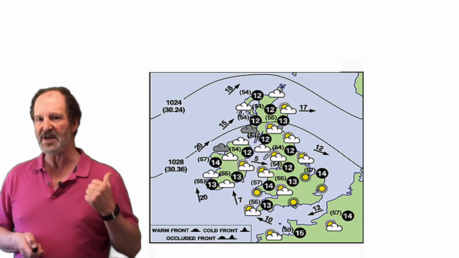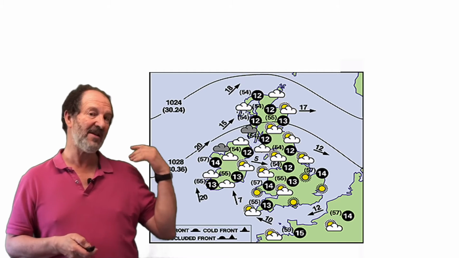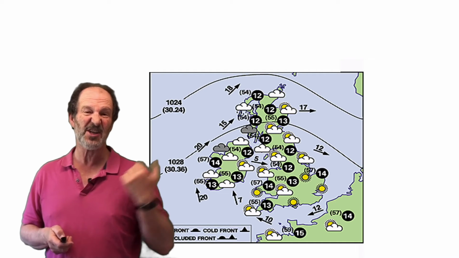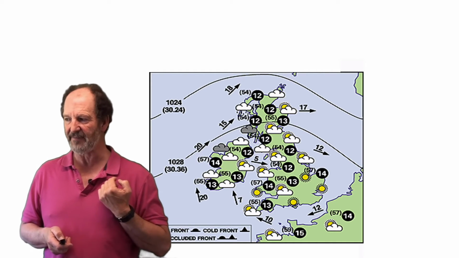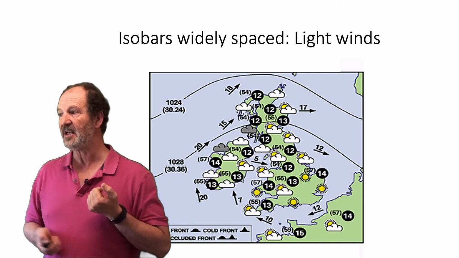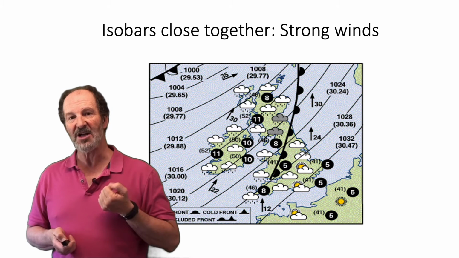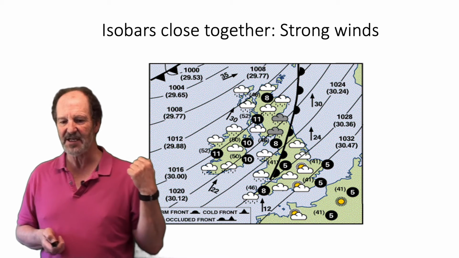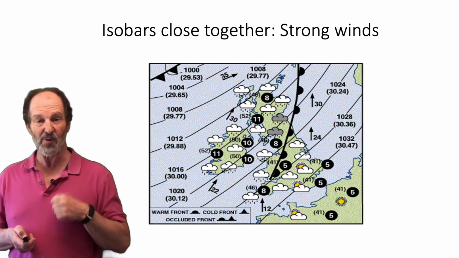So this is a light wind day. We know this without even seeing any wind arrows, because there are only 2 isobars crossing the UK. So pretty light winds. If we get isobars closer together like this, packed, then there's a steep pressure gradient and we'll get stronger winds.